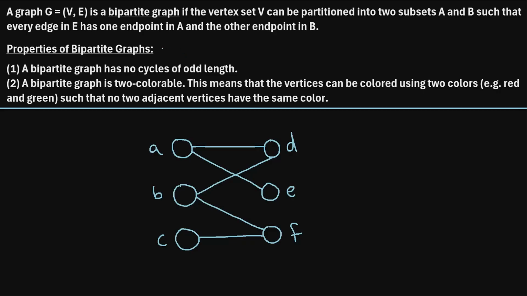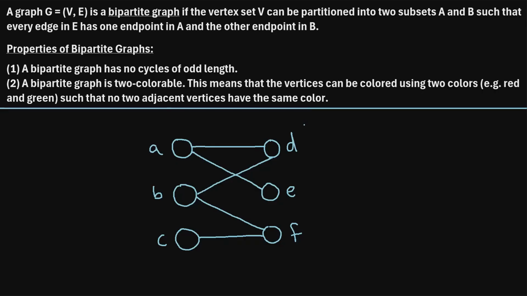Now, a bipartite graph has two interesting properties. The first is that a bipartite graph has no cycles of odd length. And the second property is that a bipartite graph is two-colorable, which means the vertices can be colored using two colors, for example, red and green, such that no two adjacent vertices have the same color.